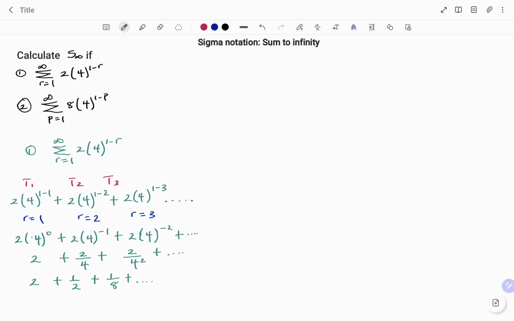Therefore, our first term for the first question, which is a, is equal to 2, and to find a common ratio, we divide the term in front by the term behind. That's t2 over t1, and that must also be equal to t3 over t2. That will give us t2, that's 1 over 2, divided by t1, that's 2. We have 1 over 2 times 1 over 2, changing the division sign to multiplication. Then we flip our right hand side, therefore our common ratio is 1 over 4.